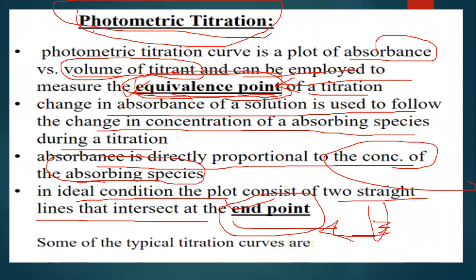So the next technique is photometric titration. Here the name itself indicates it. Photo means you are using light, metric means measurement. So what you are doing here is a titration in which either the titrant is a light absorbing species, or the analyte is a light absorbing species, or the product is a light absorbing species.